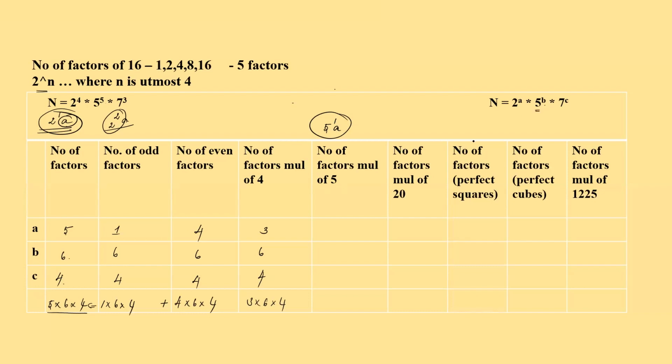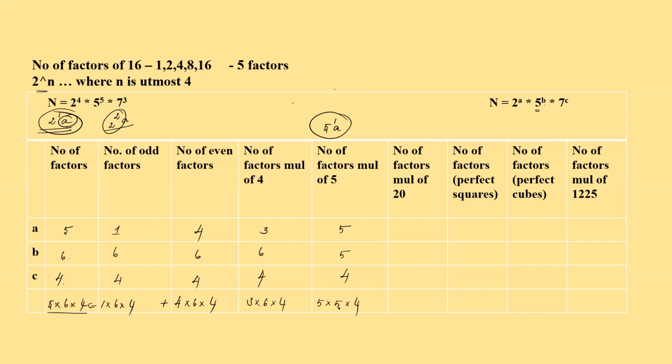So 5 is here, right? So 5 is here means I can say that the minimum value of B has to be 1. So B can take 1, 2, 3, 4 and 5. So B can take 5 values. There is no constraint on the powers of 2, no constraint on the power of 7. So A can take from 0 to 4, 5 values it can take, and C can take 0 to 3, 4 values. So the total number of factors which are multiples of 5 will be nothing but 5 into 5 into 4. This is it.